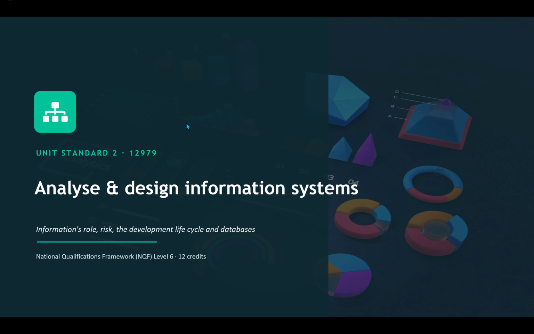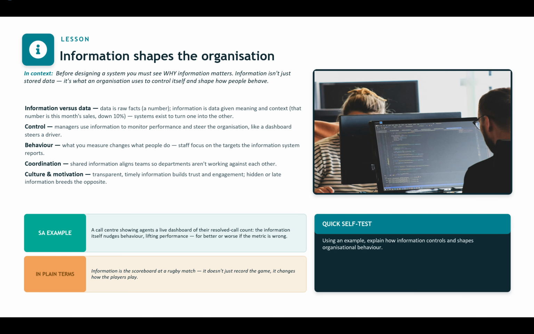Right, in this unit standard, we'll be looking at analyze and define information systems, where we look at information's role, risk, the development life cycle, and databases. So, information shapes the organization. Before designing a system, you must see why information matters. Information isn't just stored data, it's what an organization uses to control itself and shape how people behave.